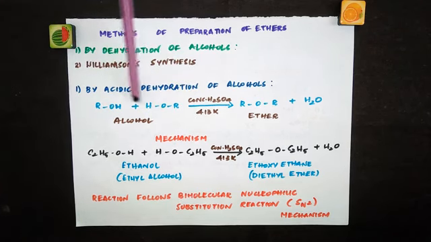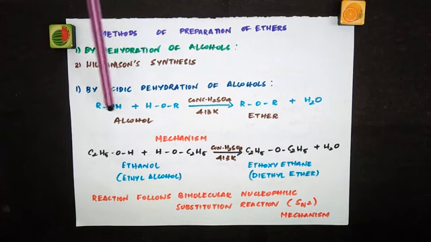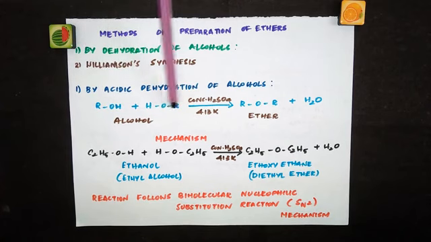So H2O is removed. After removing this, what is remaining? ROR. That is nothing but ether. So water is coming out. So this is the way of preparing ether from alcohols by dehydrating alcohols. And remember this, in the presence of concentrated sulfuric acid at 413 Kelvin.